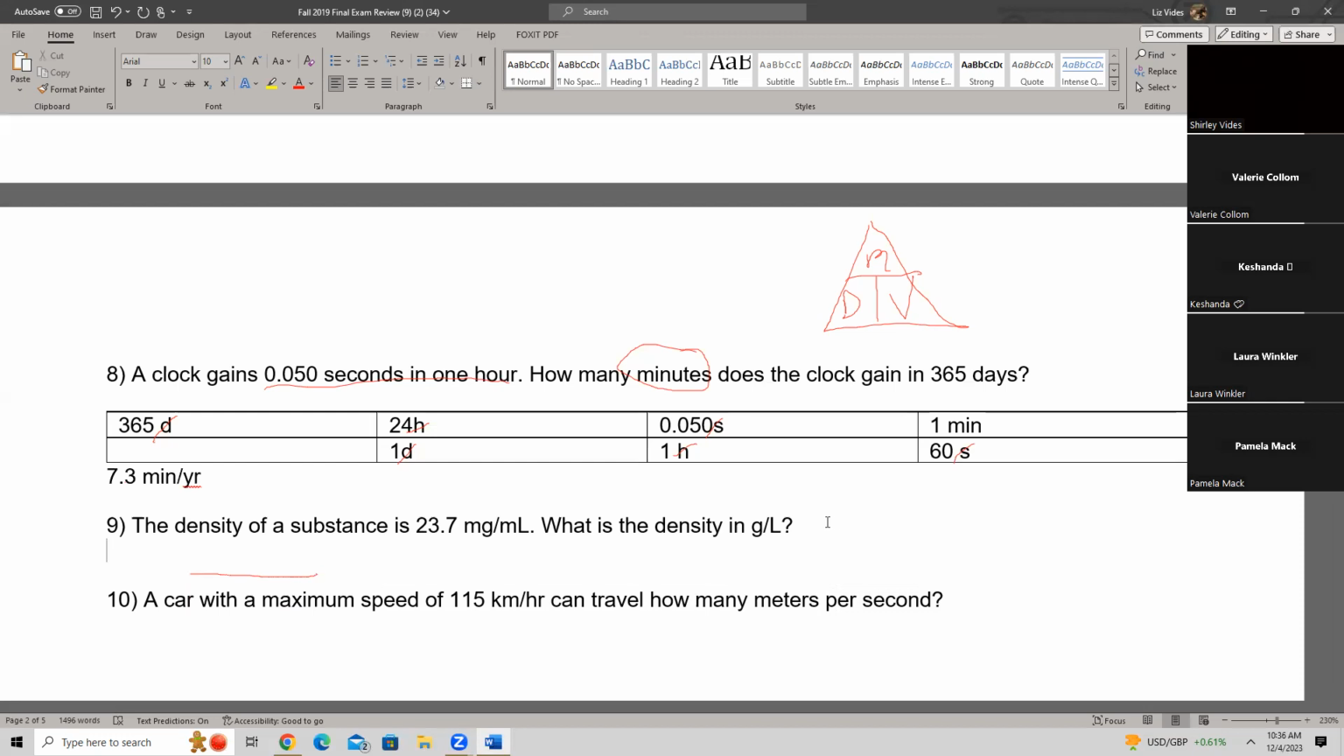Okay, look at this one. This one is what I call a study in uselessness because milligrams per milliliter is the same thing as grams per liter, because milligrams is 10 to the negative 3 grams, and milliliters is 10 to the negative 3 liters. So basically it's the same number. Yes?